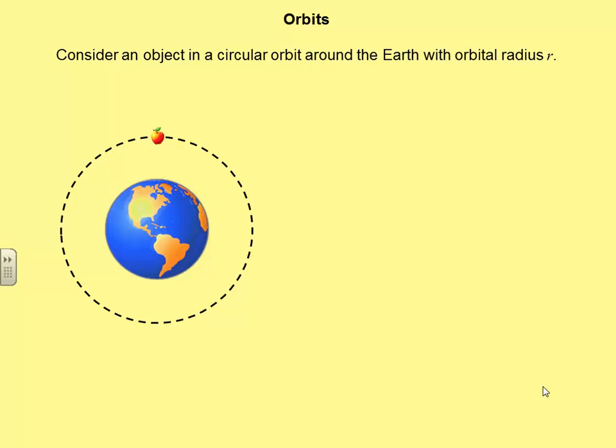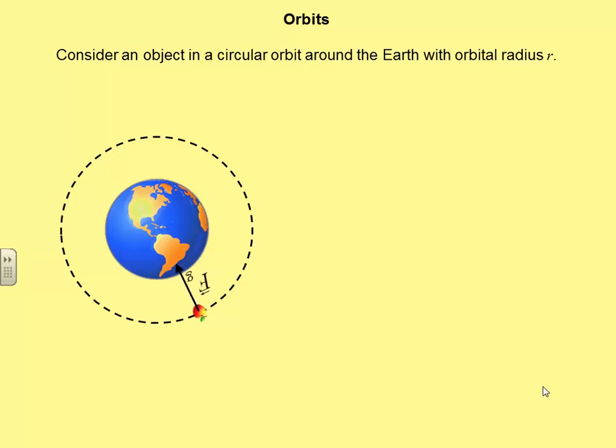Now this apple will of course have a force of gravity acting on it from the Earth, which will act straight down towards the center of the Earth. And no matter where that apple is in its orbit, that force of gravity will always point inward. So we have the inward directed net force provided by the force of gravity.